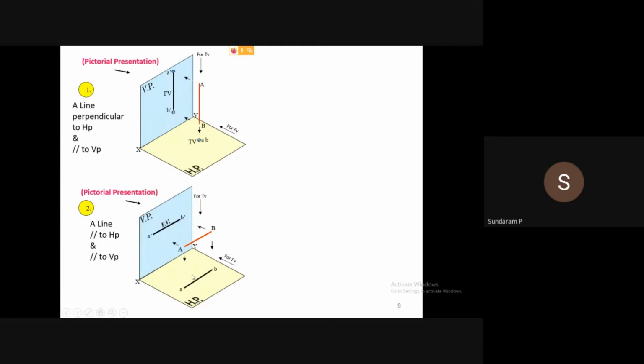So, with dash and without dash: the front view we indicate without dash, and the top view with dash. The front view and top view both give the true length. But when the line is perpendicular to one of the planes, only in one view can we get the true length. In the other view we get only the visible edge, only one edge we can see.